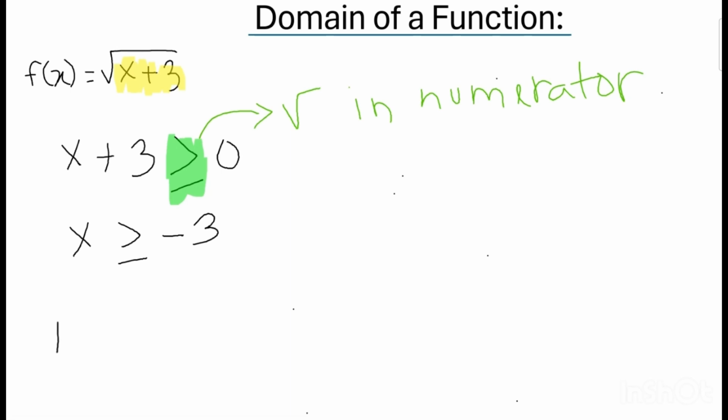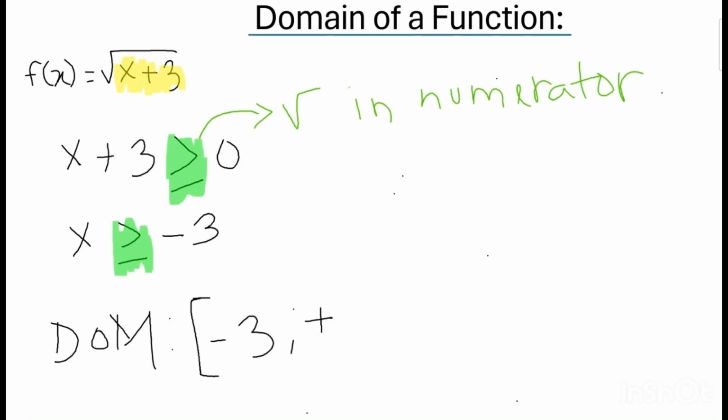So our domain in this case will be bracket negative 3 to positive infinity parenthesis. Because x is greater than or equal to negative 3, we have to put a bracket before negative 3, which means negative 3 is also included.